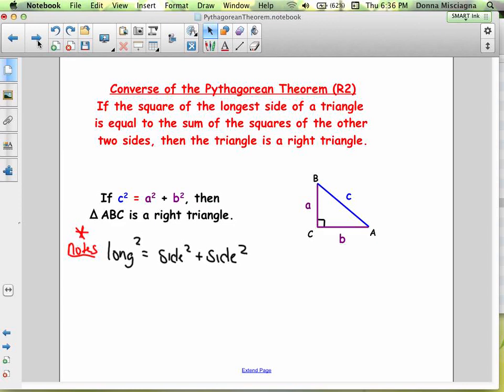So, converse of the Pythagorean theorem: if the square of the longest side of a triangle is equal to the sum of the squares of the other two sides, then the triangle is a right triangle. All right, so you're not going to know whether the triangle is a right triangle. You're going to determine it by taking the c squared, and what's c? C is the longest side. So look at your side measures. Whichever is the largest number, that's going to be c. Right? And so your longest side squared is equal to side squared plus side squared. If that is true, then the triangle is a right triangle.